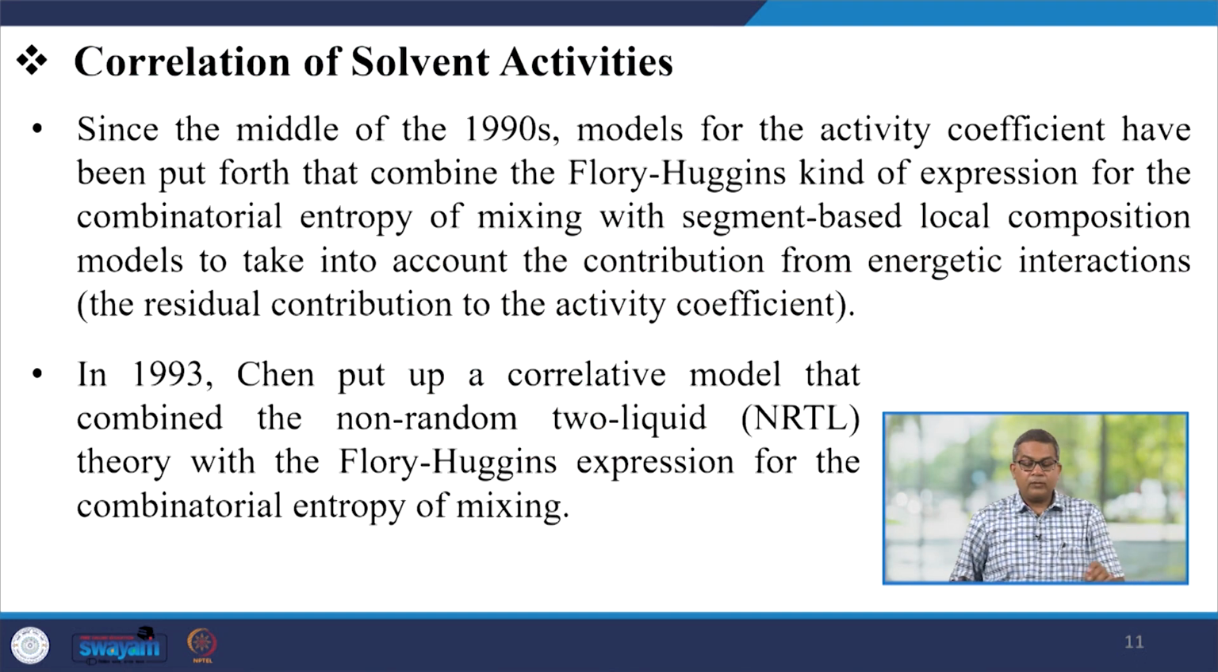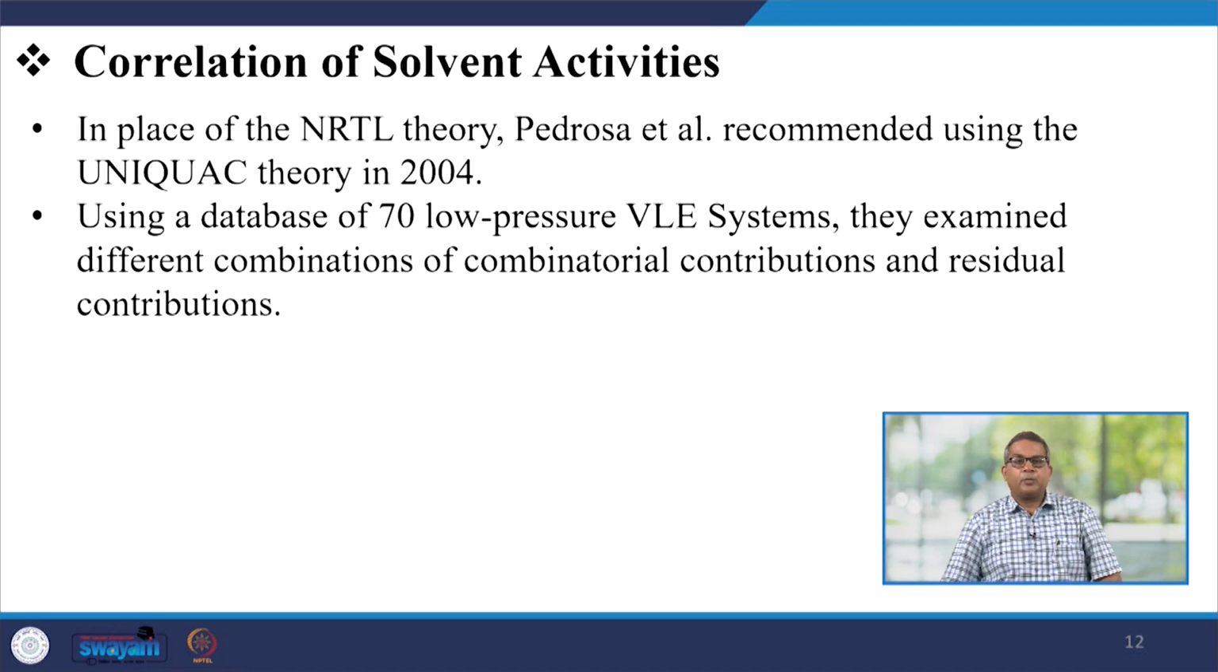Since the middle of the 1990s, models for the activity coefficient have been put forth that combine a Flory-Huggins kind of expression for the combinatorial entropy of mixing with a segment-based local composition model to take into account the contribution from energetic interaction. In 1993, Chen put up a correlative model combining the non-random two-liquid NRTL theory with the Flory-Huggins expression for the entropy change. Now, correlation of solvent activity.